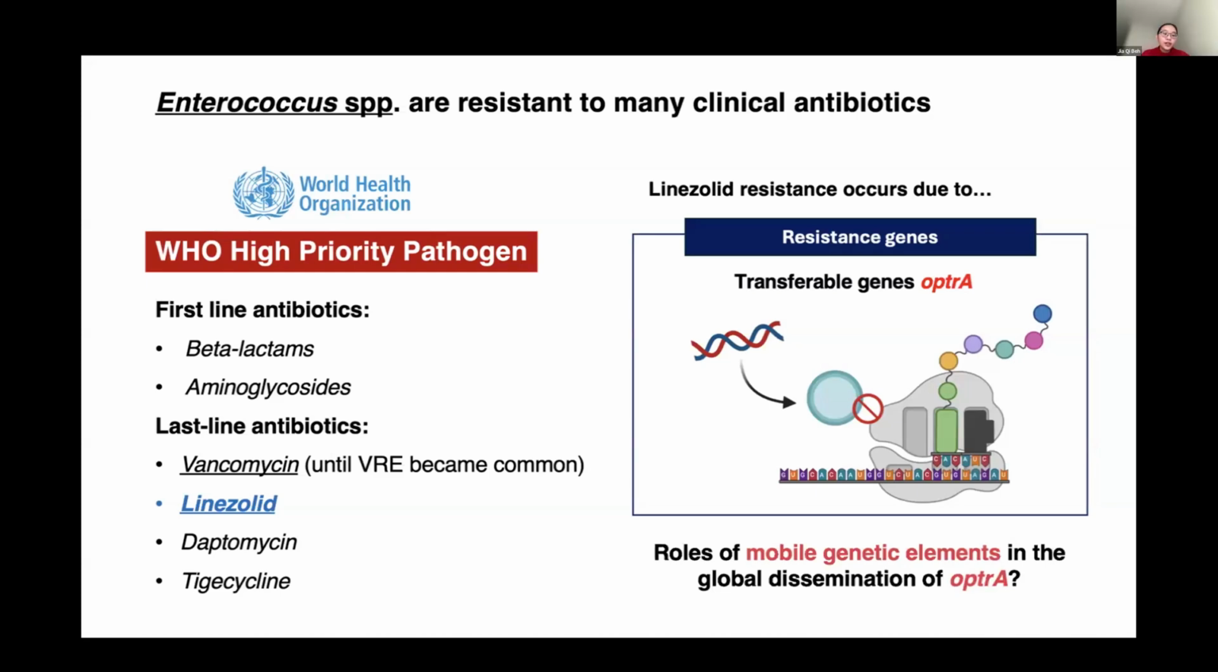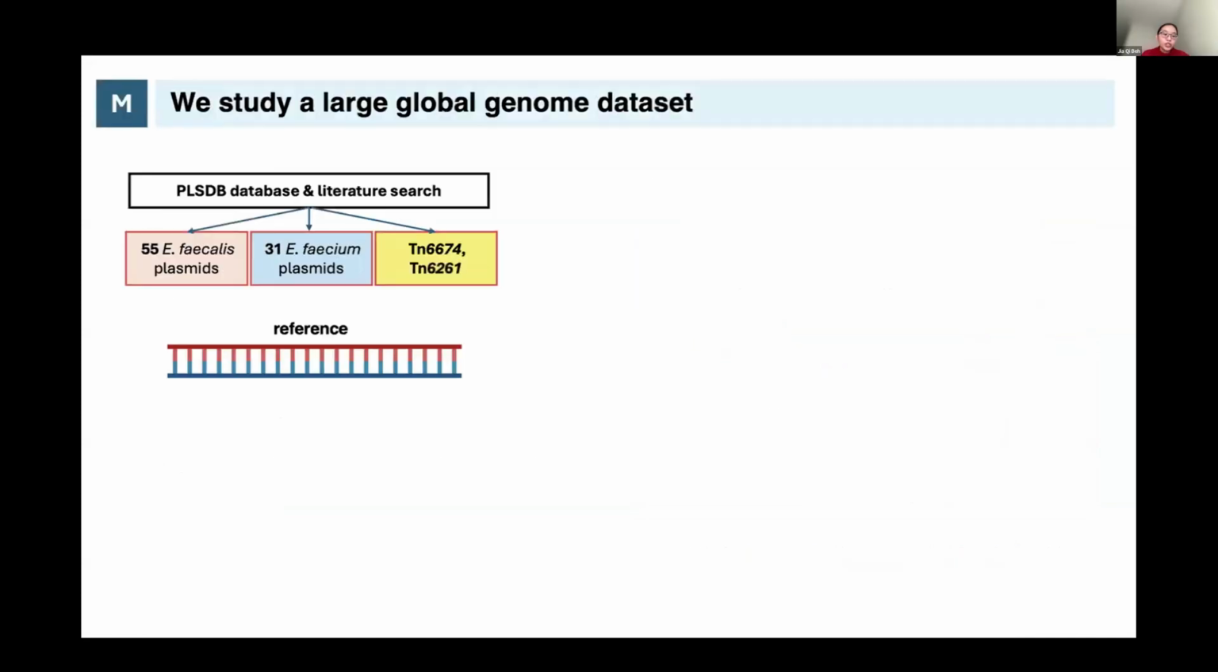...plasmids and the known transposons which carry this gene from two species of Enterococcus, Enterococcus faecalis as well as Enterococcus faecium, because these two species represent the dominant human species in the hospital environment.